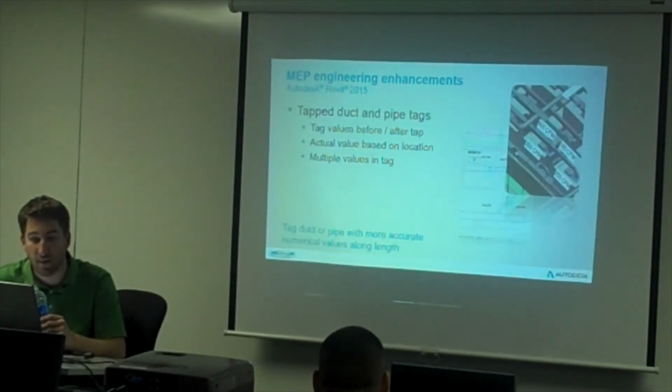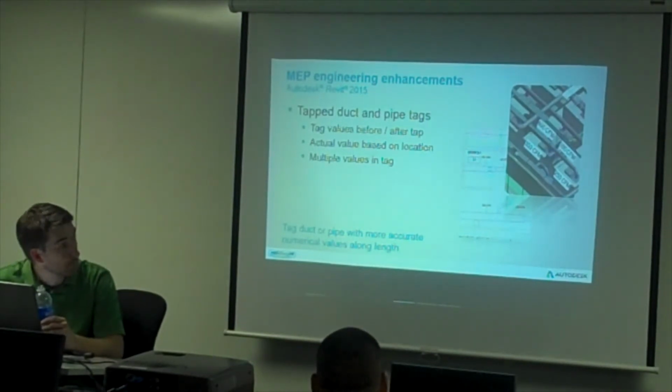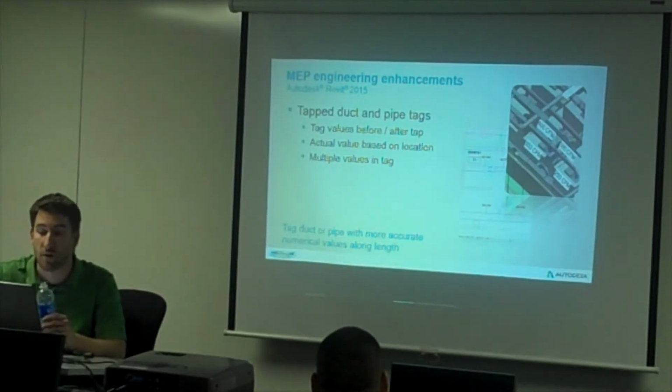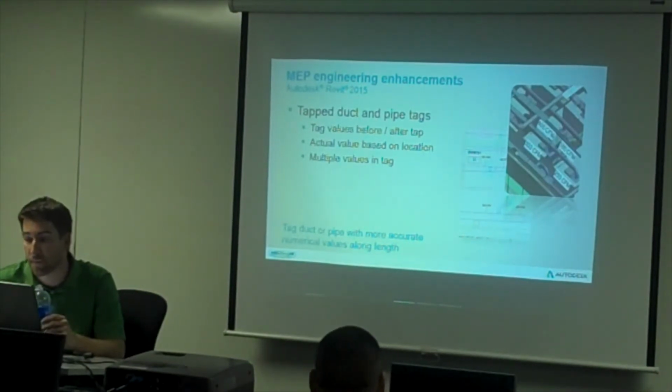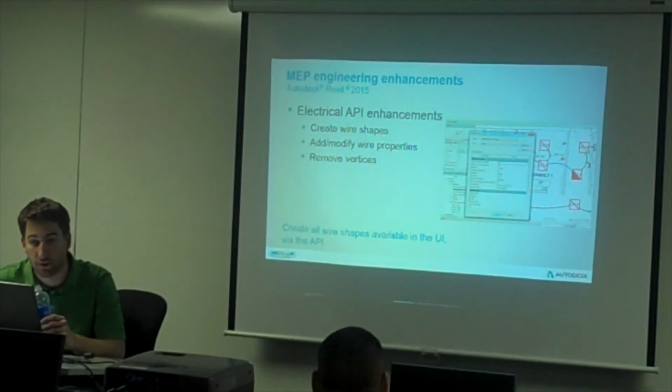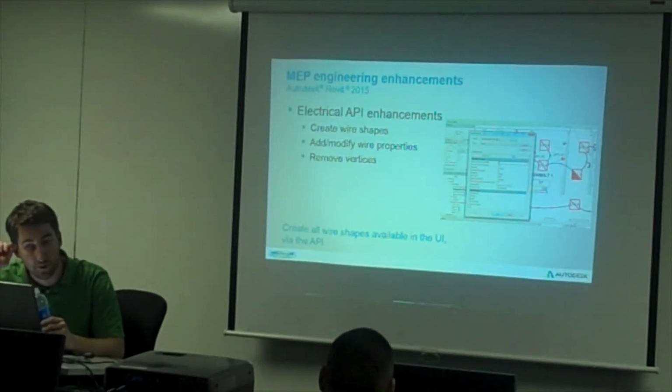Also in the mechanical space, having to deal with tagging values along those ducts. So you can see examples before and after tees to show those different drops in CFM and things like that. When you look at the electrical, they've got some different properties, and they've added some other stuff to the API.